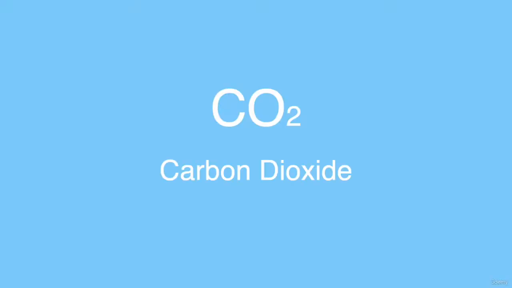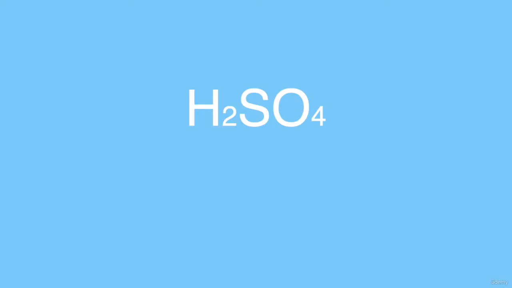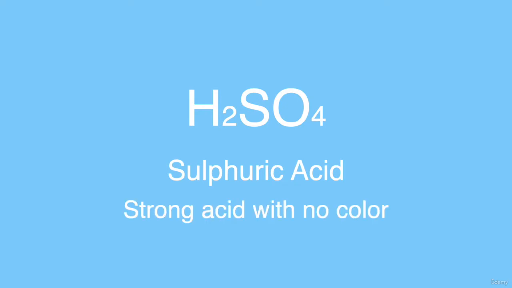For example, CO2 is carbon dioxide. It is a primary greenhouse gas. This is very important to know. And another word is H2SO4, which is sulfuric acid, which is a strong acid with no color. This is not so important, but you need to know the word acid.